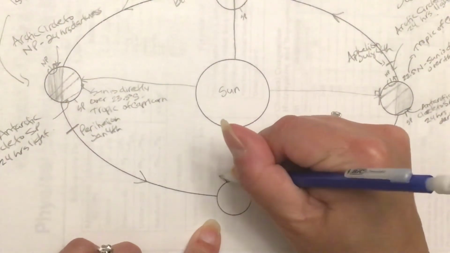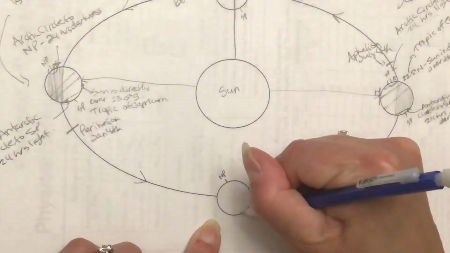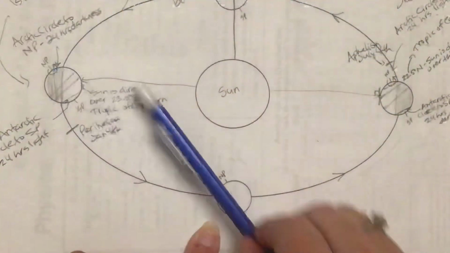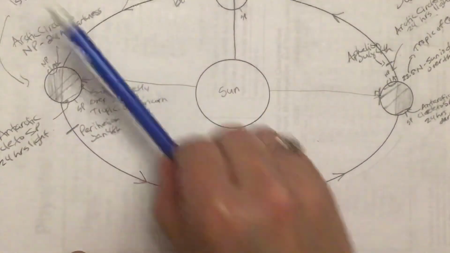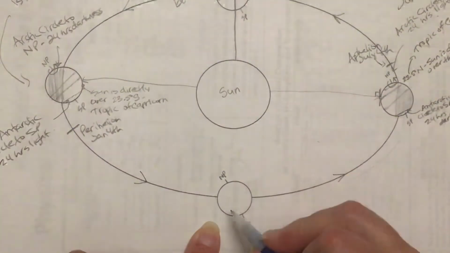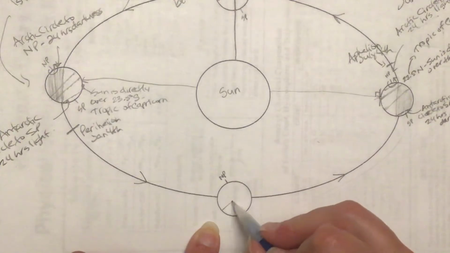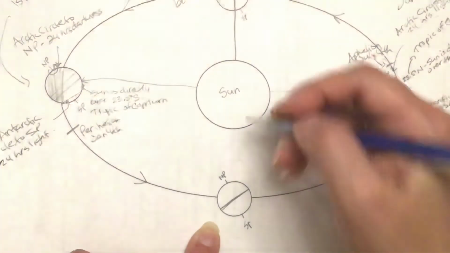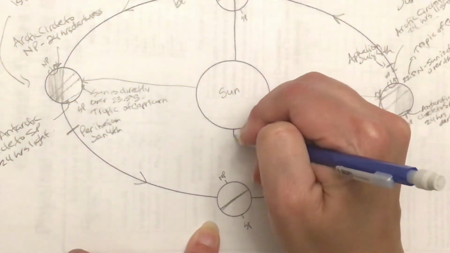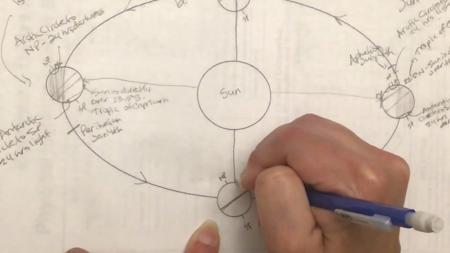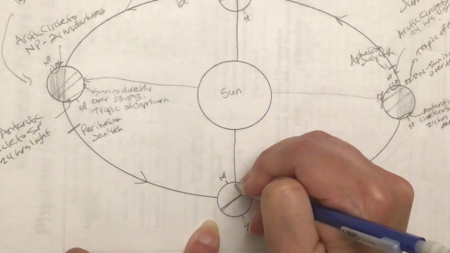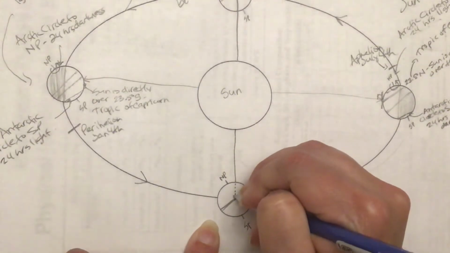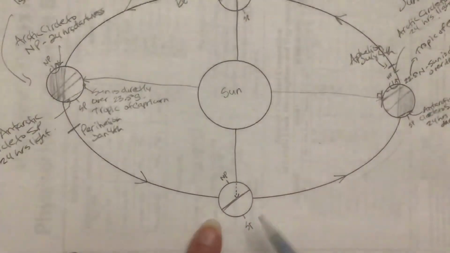So again, North Pole, South Pole. Remember, the axis is always parallel to itself. It's always pointing at Polaris, right? And this is the equator. And here are the direct rays of the sun, and we can't see it. So I'm going to draw a dashed line because it's on the other side of the earth. But that's the direct rays of the sun. They're over the equator on the other side of the earth.